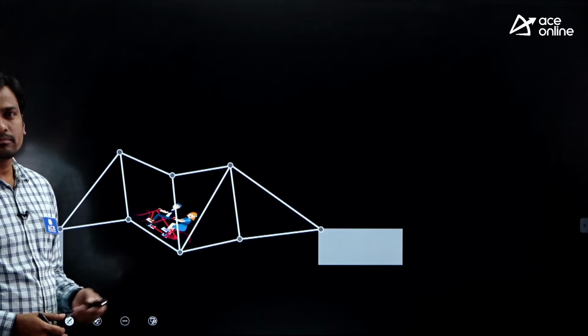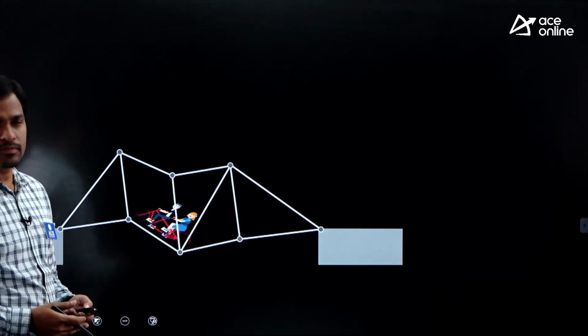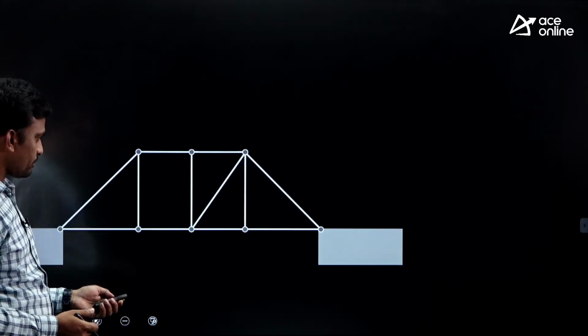Then what happened? Unstable structure. I'll show it one more time.